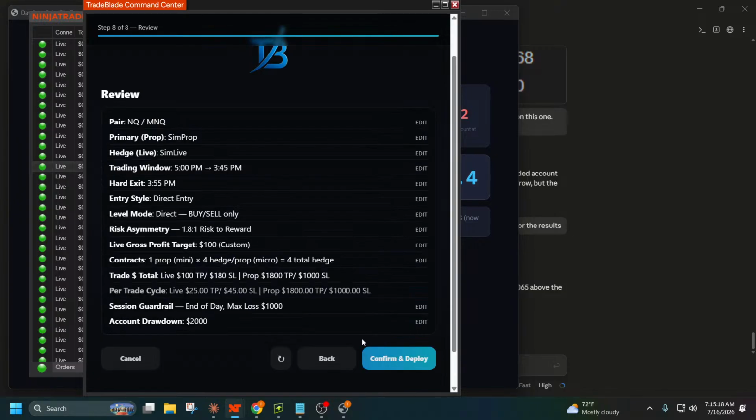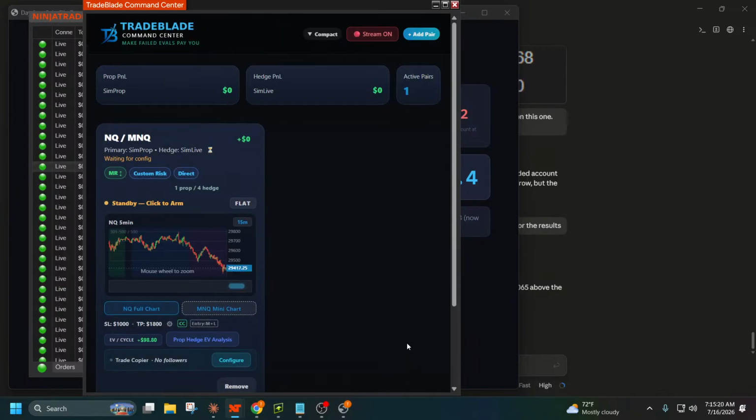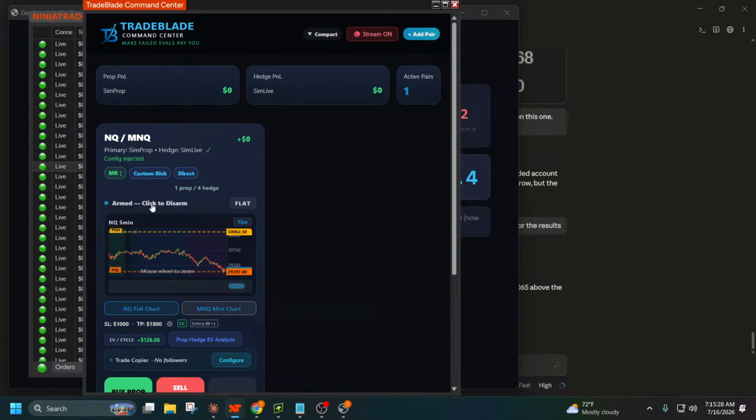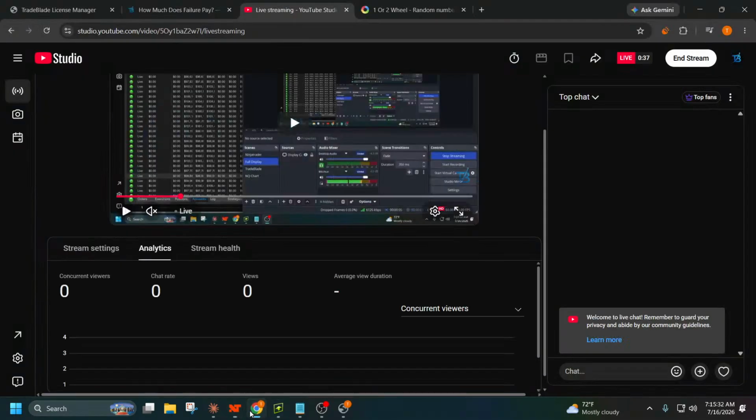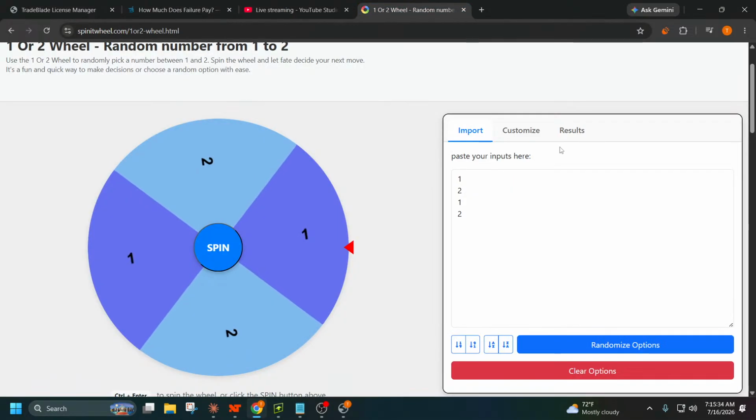So now we're going to launch the pair card. We're going to arm it. It will not trade unless it's armed. That's a safety feature for you. Pairing card armed.